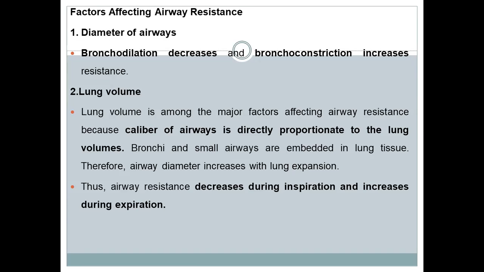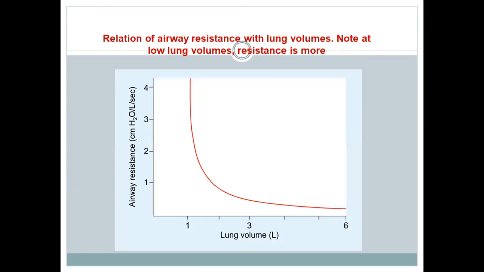Whenever lung expansion occurs, these airways also increase in diameter, and that causes a decrease in resistance. Thus, airway resistance decreases during inspiration when the lung is expanding, and it increases during expiration when the lung is recoiling back, because the bronchi and small airways are embedded in the lung tissue. So these small factors affect the airway resistance.